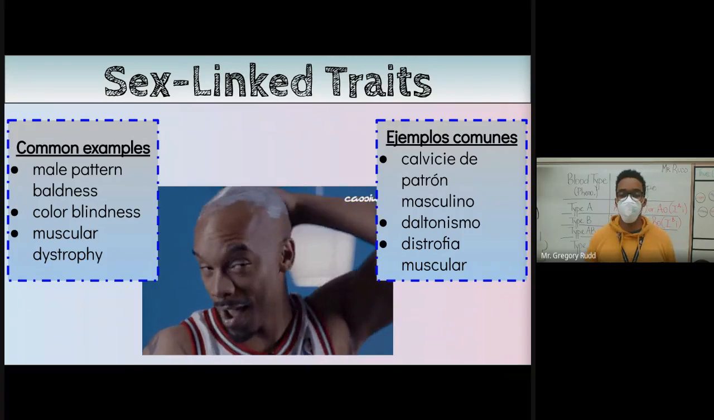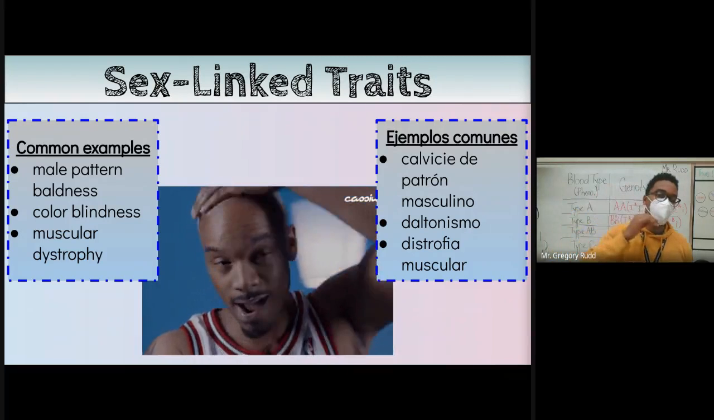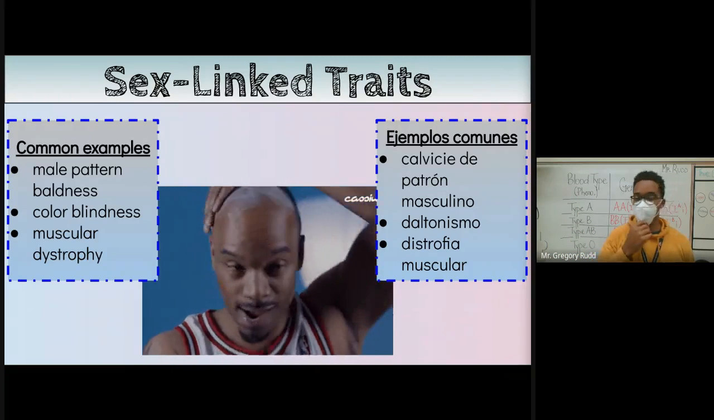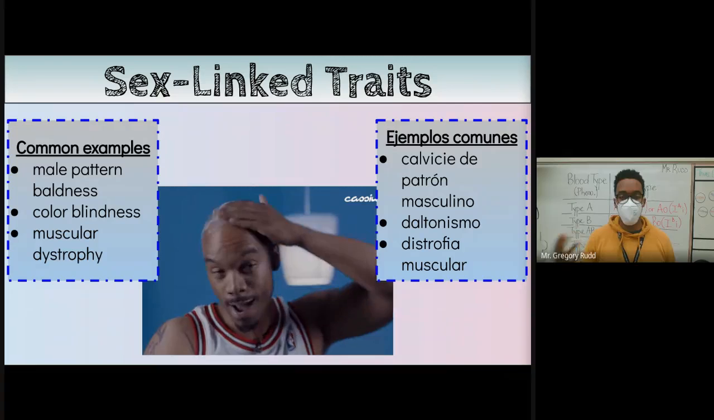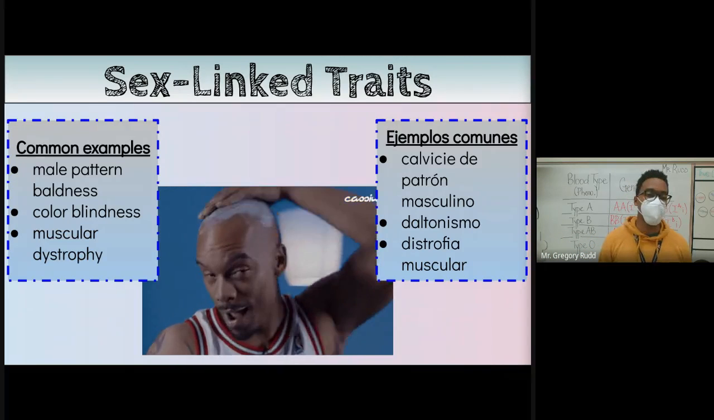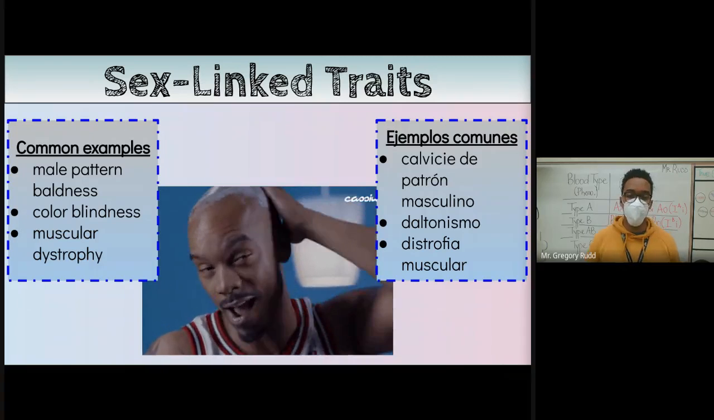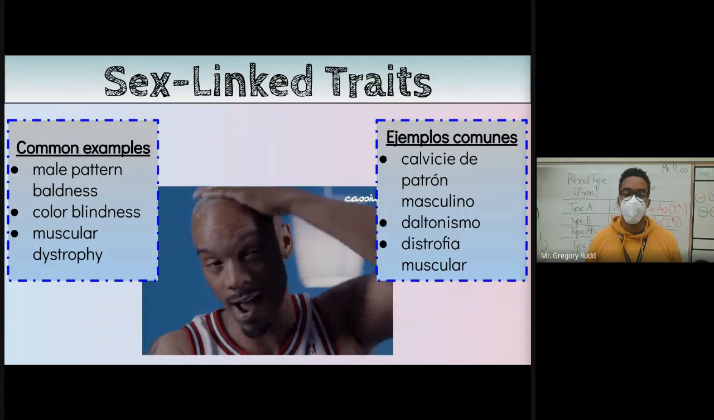It also has something to do with hormones as well. This is why you will see some males who have a full head of hair well into their 80s and 90s. It probably won't be colorful. It'll probably be gray hair, but they'll still have it.